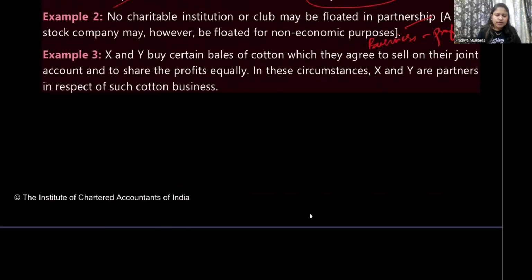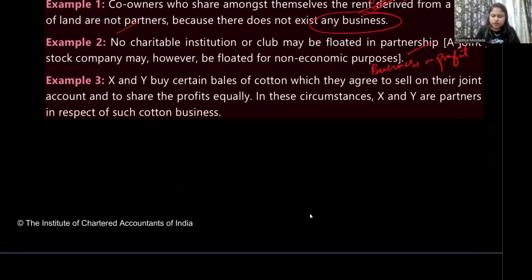Correct? Then X and Y buy certain bales of cotton, which they agree to sell on their joint account and to share the profits equally. So are they deciding to do business together? Are they deciding to share the profits together? If the answer is yes, that means X and Y are what? Partners. All right, then.